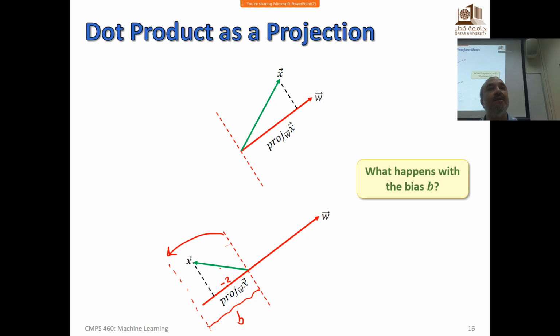Right. We are adding the projection. So this is the activation value, right? The projection plus b.